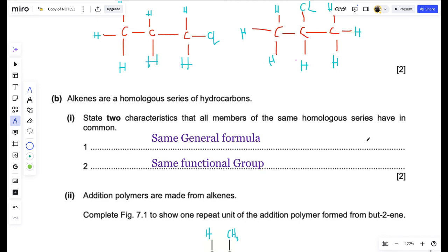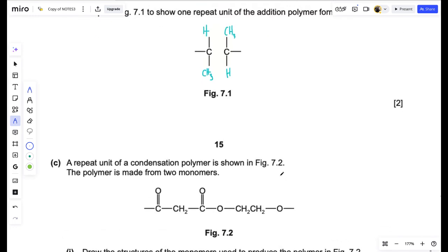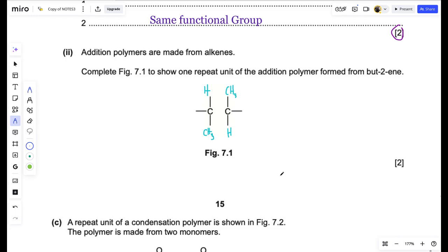Oh, they have the same general formula. All homologous series have the same general formula and they have the same functional group. Once you're able to state this, you get your 2 marks. So you can see in chemistry, the answers are short. You don't need to write so long to pass chemistry.